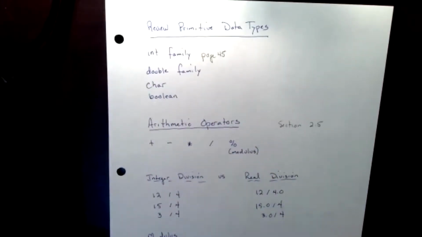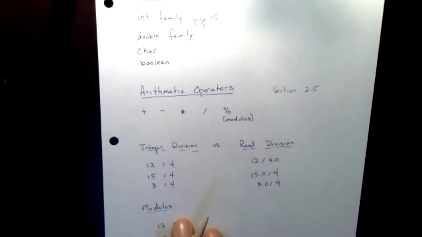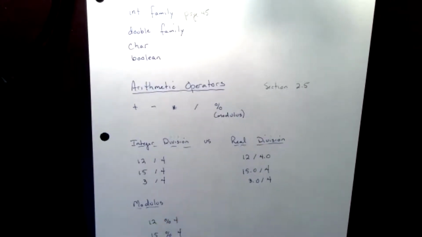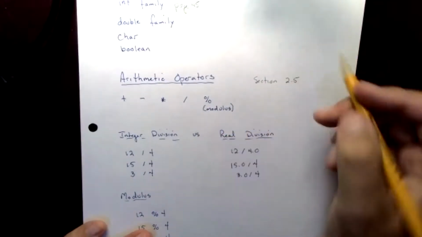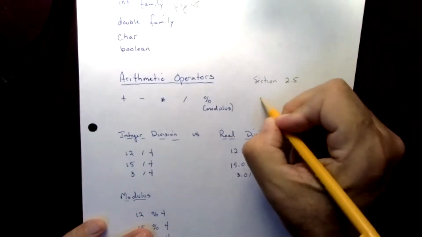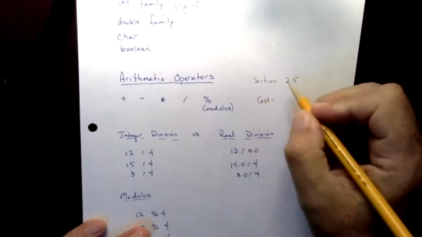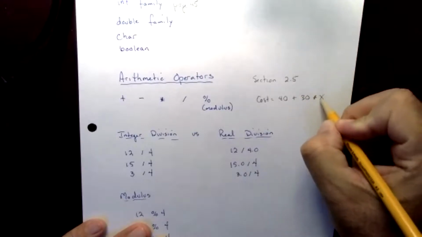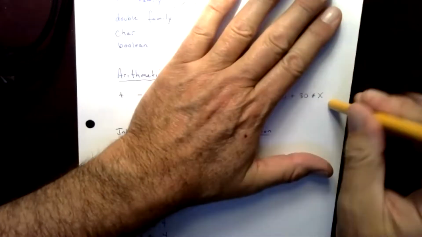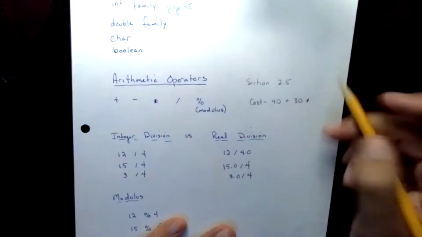I wanted you to be familiar with the 4 primitive data types, and the int and the double sort of fall into families. All right, so some of your math background is now going to start to come into play. As we move along into section 2.5, we're going to get into arithmetic operators. Remember the other day I said we're going to start being able to program and do something like cost equals 40 plus 30 times X. Excuse me, we didn't even go with X. We went with hour.